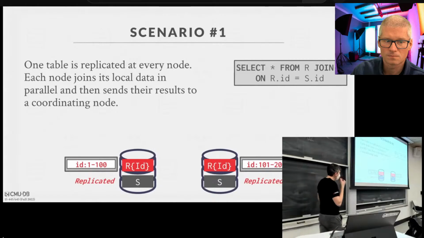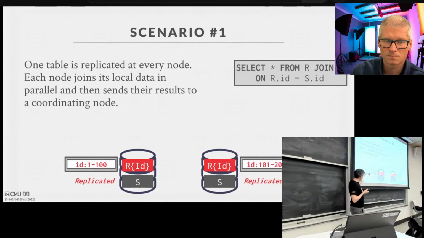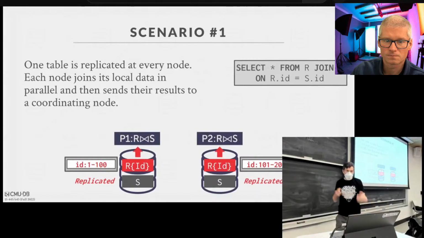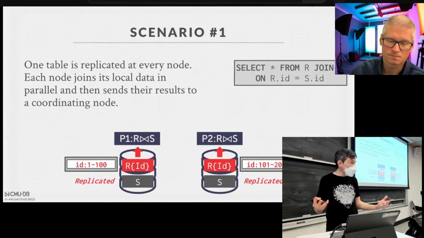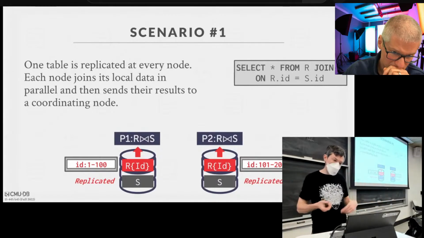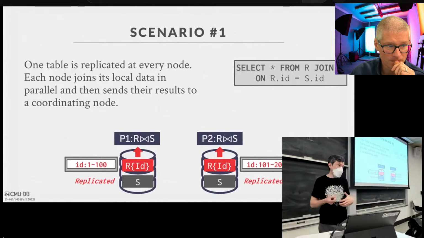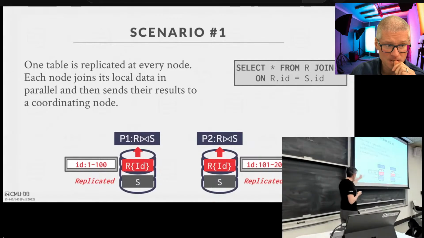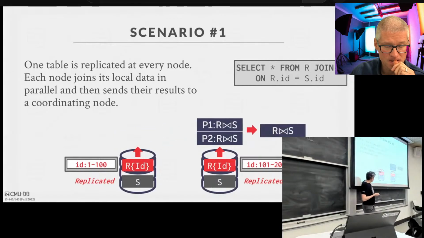So R is partitioned on ID, and I have 1 to 100 and 101 to 200, and then S is replicated. That just means there's a complete copy of the table S on every single node. So to do the join, each node does the join locally on R and S, and then we need to coalesce the results. So say this node here will transfer its results to this other node, just union them together, and then produce the final, correct result.